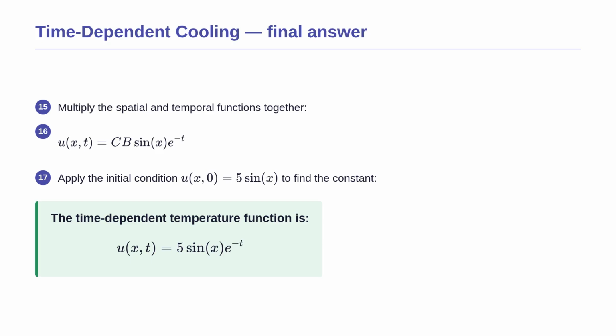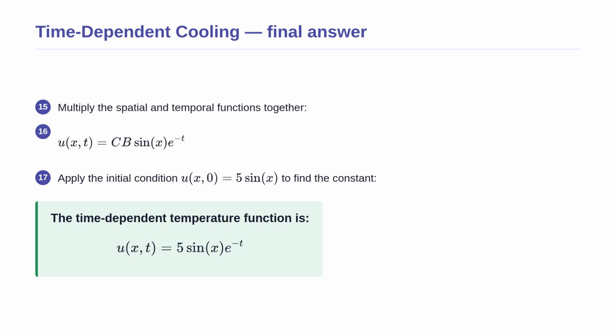We are ready to assemble our final answer. We multiply our spatial sine wave function and our temporal exponential decay function back together. Finally, we use our initial condition, where the starting temperature was 5 times sine of x, to determine that the combined arbitrary constant must be exactly 5.